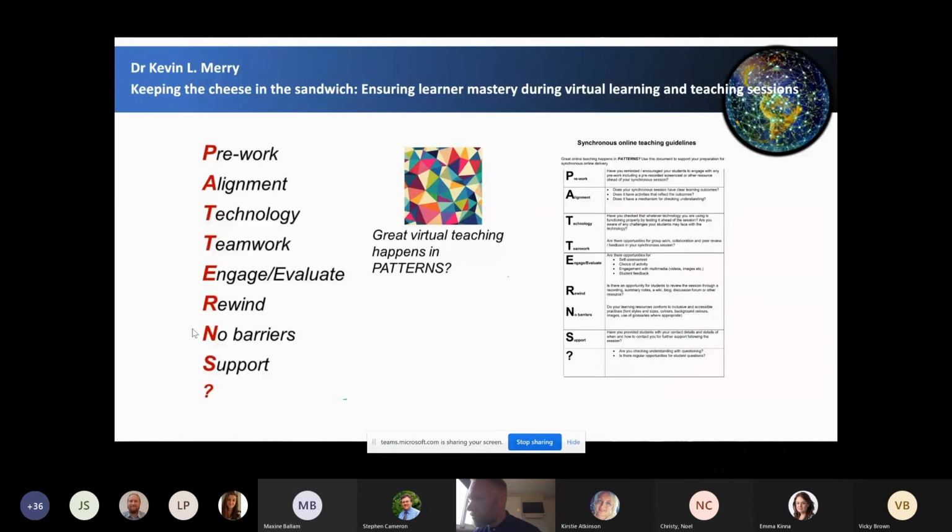I'm not going to go through what each of those things means because you can see that on the screen there. This is effectively about ensuring that we maintain those critical elements of that cheese sandwich approach that I mentioned previously, specifically the engage, evaluate part. So this is where we're getting students to learn actively, we're getting them to learn collaboratively with their peers and obviously with support from the teacher.